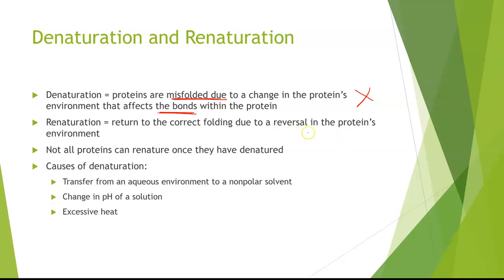Sometimes, if the environment is reversed, a protein can return to its correct folding, but not all proteins can do this. Not all proteins can renature or go back to their original form. Some causes of denaturation include the transfer to a nonpolar solvent, the change in pH of a solution, and excessive amounts of heat.